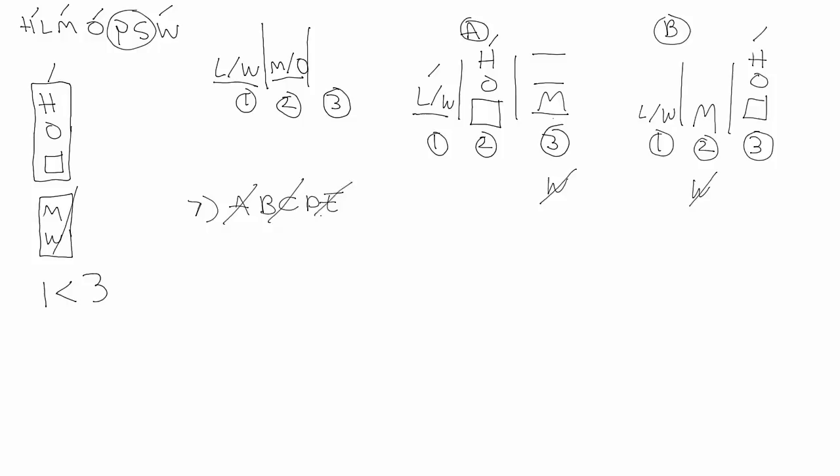Finally, B violates rule 5. We need more in 3 than in 1. And in B, we have an equal number in 1 and 3. Our answer is going to be D.